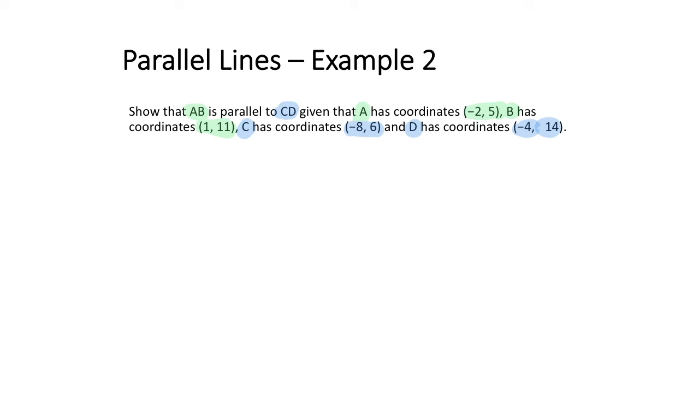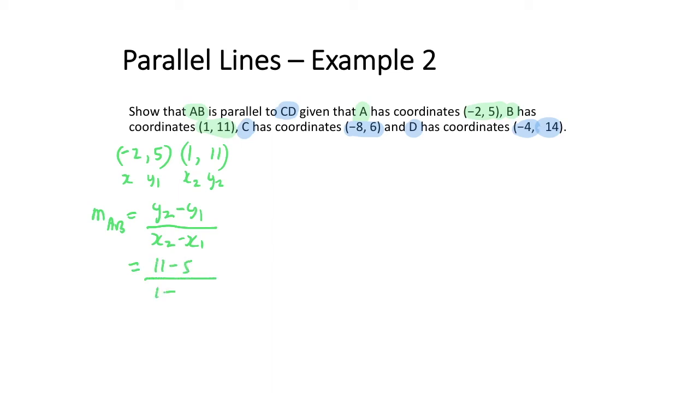Starting off with AB, I'm going to write my two sets of coordinates, -2 and 5, 1 and 11, and label them x1, y1, x2, y2. Now I'm going to write the formula. The gradient of AB is equal to y2 minus y1 over x2 minus x1. Substituting in my values, it's going to be 11 minus 5 over 1 minus -2. That is going to equal 6 over 3. So my gradient of AB is equal to 2.